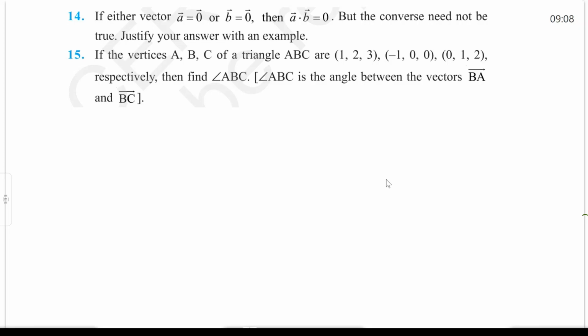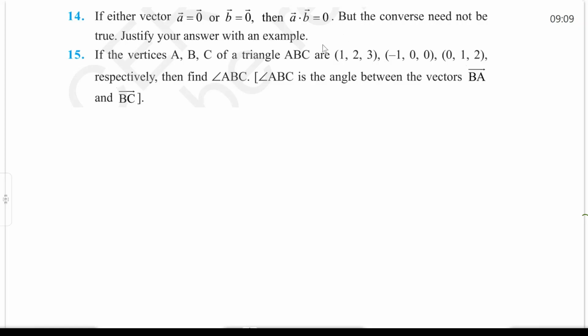Also we know the converse of this is actually not true, because a dot b may also be equal to 0 without them being zero vectors. If we take a and b as two perpendicular vectors, then also the dot product is 0. So here you are to establish this statement by only one example.